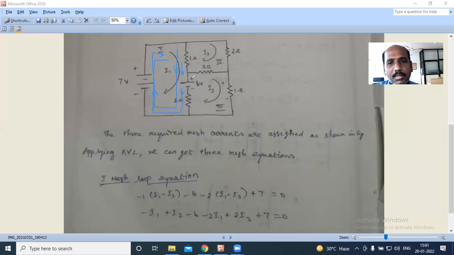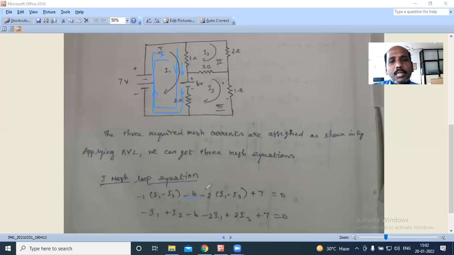This is not a potential rise. As per my assumption, this is a potential drop. I am considering minus 6. Suppose my assumption is wrong, meaning the final answer, if you are getting minus 6 ampere or minus 2 ampere, then we can assume the current is opposite to the assumed direction. Finally we can decide whether the assumption is wrong or not. First you assume the direction of current and determine as per the assumption, and finally your sign will indicate whether your assumption is right or wrong.